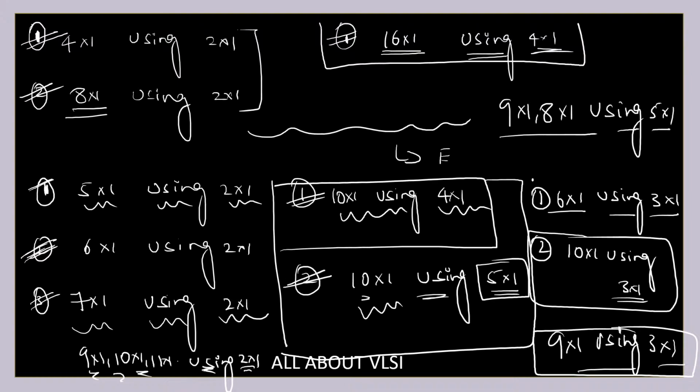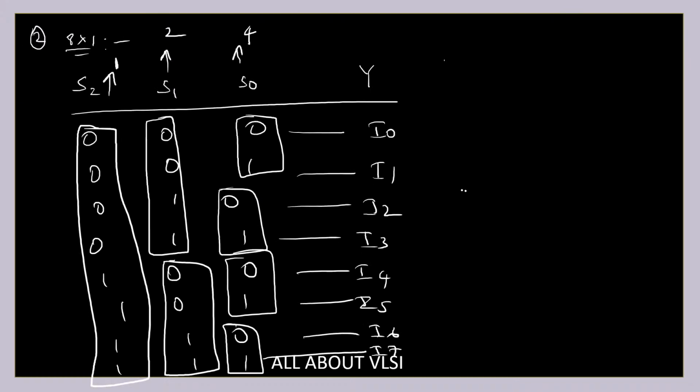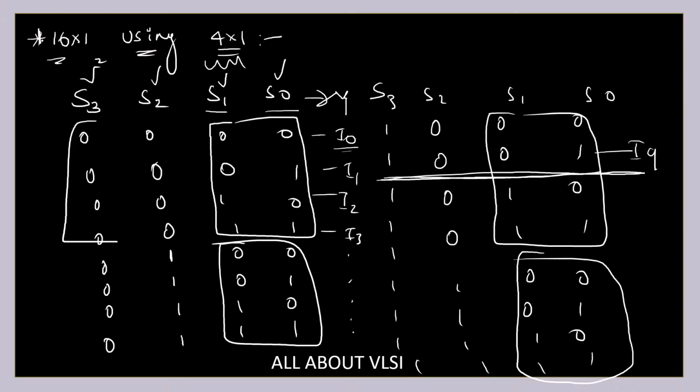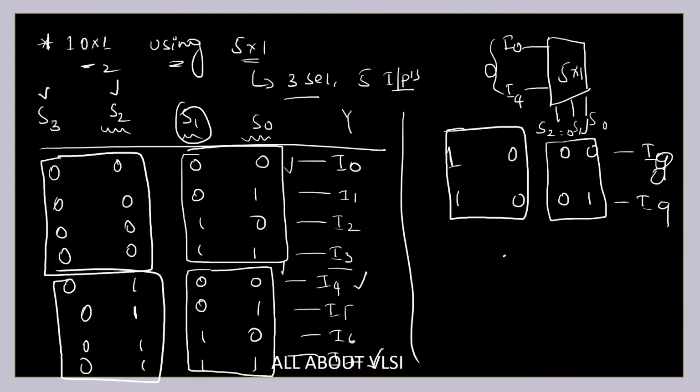Now, suppose I want to build a 10 cross 1 using a 3 cross 1. I'm going to come up with 10 cross 1 but using 3 cross 1. So I can take the same table for this. But in the case of my 3 cross 1, I'm going to have only two select lines, and I can have only three inputs that can be connected.